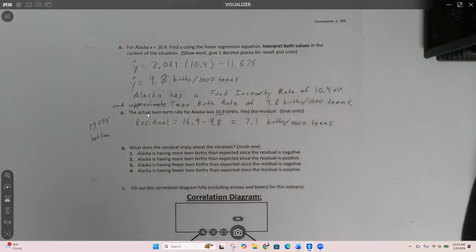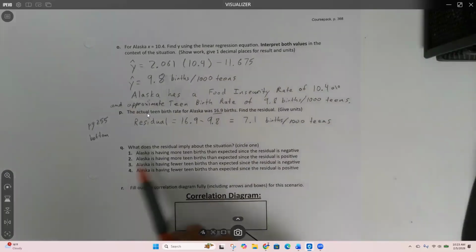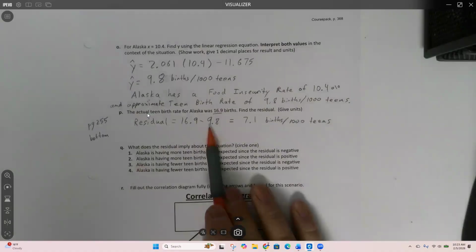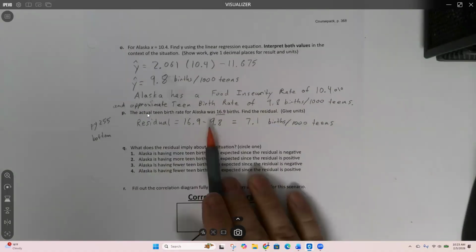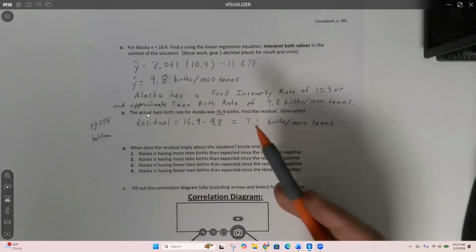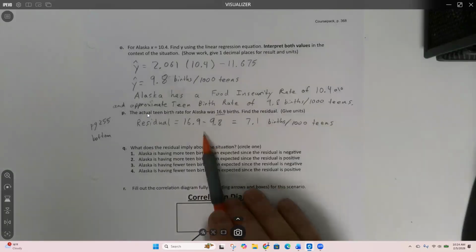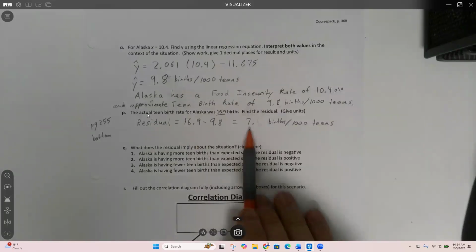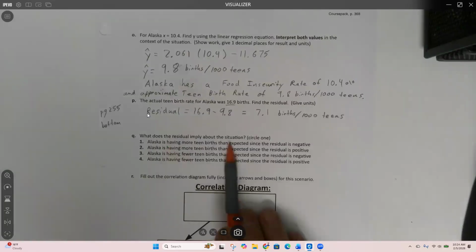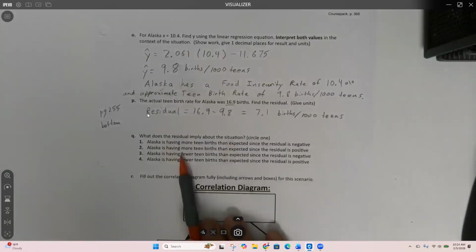Births per thousand teens, okay? Now, your residual could be negative or it could be positive, depending on whether the dot is above the line or below the line, whether you predicted too many or too few. In this case, our residual is positive. What does the residual imply about the situation?